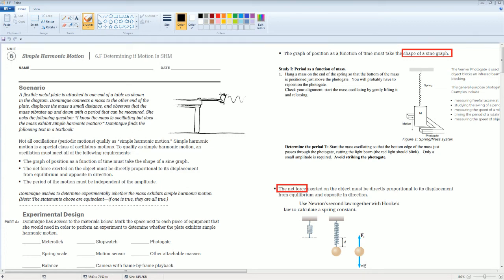All right, welcome. This is the AP Physics Workbook Solution. Here we have Unit 6, Simple Harmonic Motion. The section is 6.F, determining if the motion is SHM, which stands for Simple Harmonic Motion.